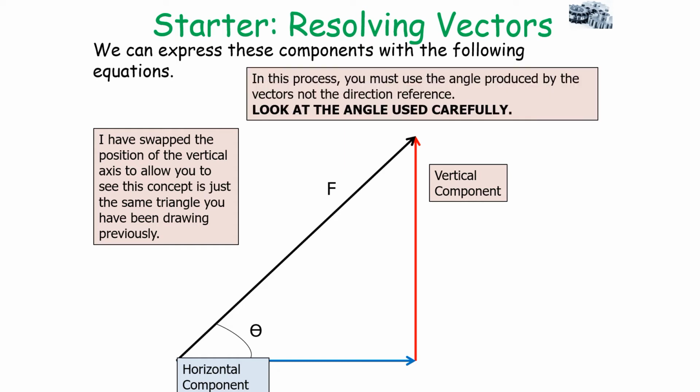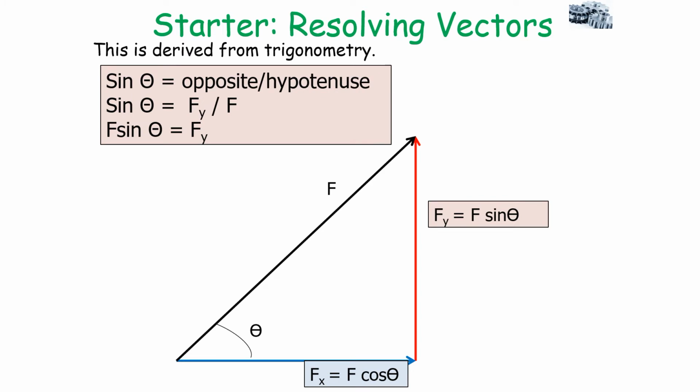Now remember, in this process you've got to use the angle produced by the vectors, not the direction reference, so look at the angle used carefully. Now we can work out our horizontal component by carrying out the equation Fx is equal to F cos theta, whilst we can work out the vertical component by saying Fy is equal to F sin theta. We can derive these both from trigonometry ratios.